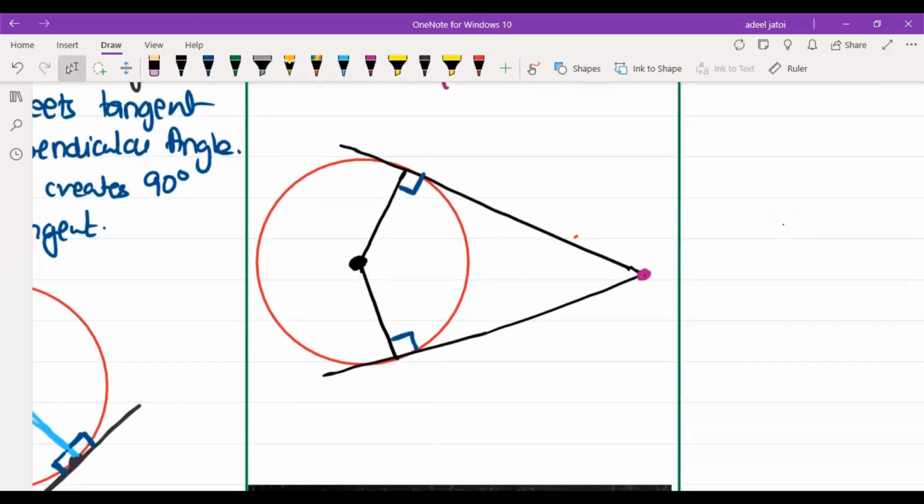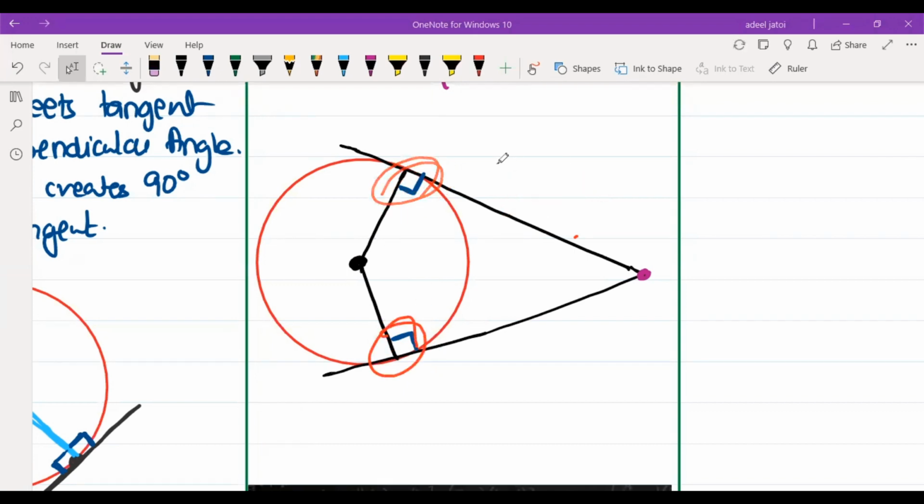So with respect to four different points: number one is the center, number two are the 90 degrees, and the fourth one is the point outside the circle that is being met by two tangents. It is a four-sided figure which is known as your quadrilateral. So when you have two 90-degree angles, you know that the sum of a quadrilateral is 360.